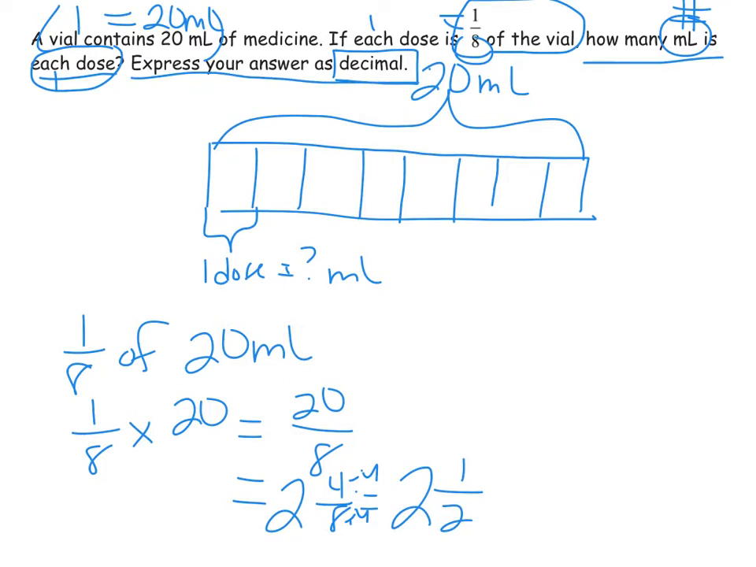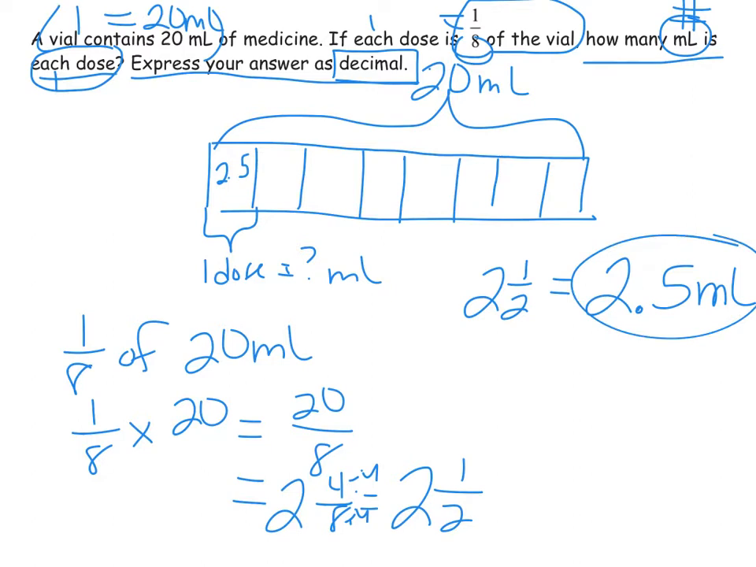Express your answer as a decimal. Well, so I need to go 2 and 1/2, and I know that half is 0.5, and so it's 2 and 5/10. And what's my label? Milliliters. So 2.5.